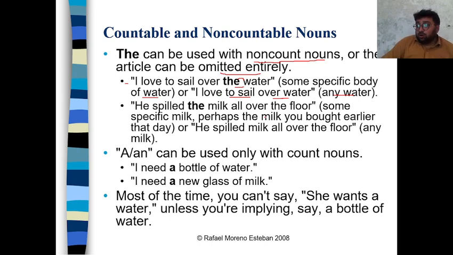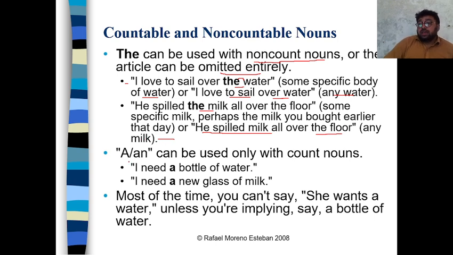He spilled the milk all over the floor. Now this one is the specific milk. It is some specific milk, because you might have bought it earlier for something, for cake or something like that. Some specific milk perhaps you bought earlier that day. Now, if he spilled milk all over the floor, he's just giving us the information, not specifying anything.